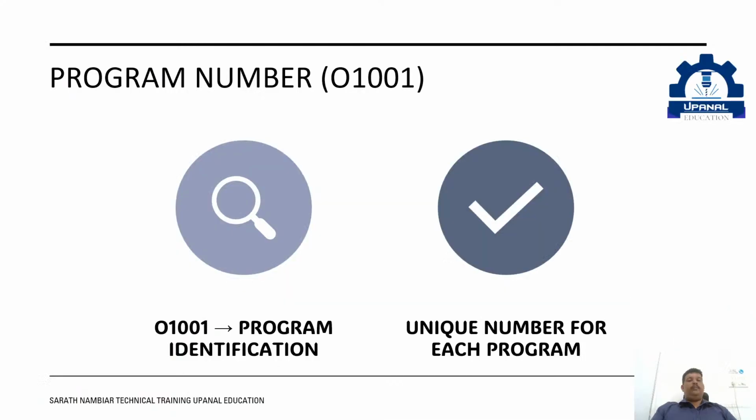Now, next line, O1001. This is called the program number. You can think of it like a file name. In a CNC machine, there can be hundreds of programs stored, so each program needs a unique identity. That is why this number is used. In industry, if you select the wrong program number, you may machine the wrong part. So even though this looks simple, it is the most important in real applications.